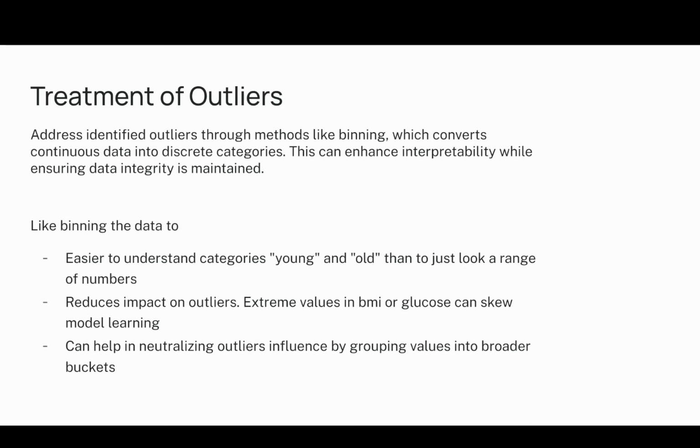Finally, the treatment of outliers. One effective method is binning, which converts continuous data into discrete categories, enhancing interpretability with easier to understand categories like young and old. This process also reduces the impact of outliers, as extreme values are grouped into broader buckets, neutralizing their influence on model learning.